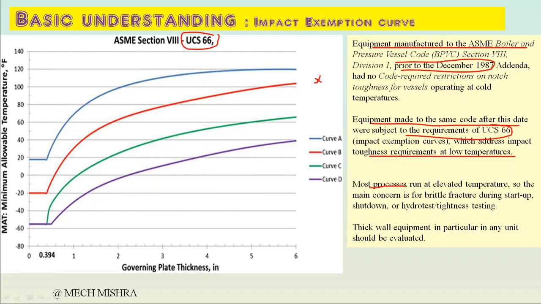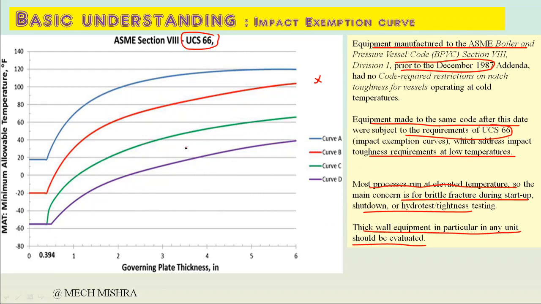Most processes run at elevated temperature, so the main concern of brittle fracture is during startup and shutdown or hydro testing. So this is telling that most processes run at higher temperatures, but brittle fracture can occur in case of startup, shutdown, or hydro testing. Thick wall equipment, in particular any unit, should be evaluated. So what are the thick wall equipments that should be evaluated for brittle fractures?